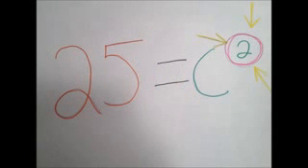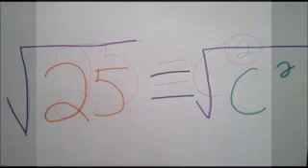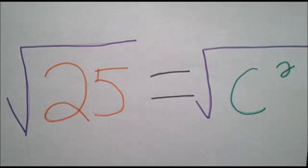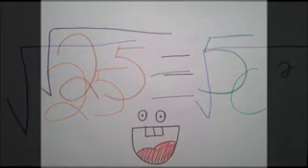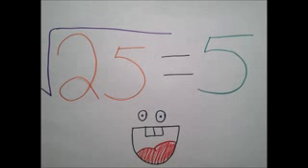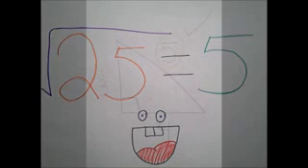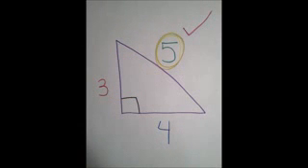Now we have 25 equals C squared. Looking at the equation, we see that C is squared right now, but we only need the one C by itself. So we have to take the square root of both sides. That would look something like this. Since we all know our squares, we know that 25 square rooted is going to be 5. And 5 is your missing hypotenuse or missing side of your triangle.